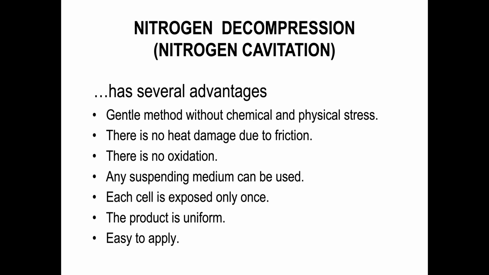That means you can treat your cells with a chemical inhibitor, or with a growth factor, or with anything else, take them out of the incubator, pour the solution with the cells, with the medium, directly into the chamber, and you do the fractionation directly in the medium, and then you can purify everything out of that. The huge advantage is that every cell is exposed to that only once, and the product is therefore rather uniform, and it's very easy to apply.